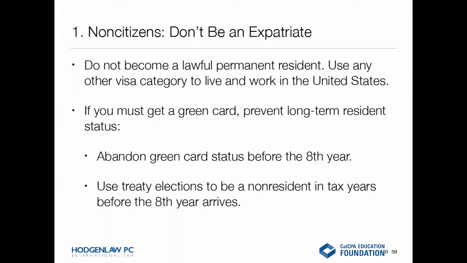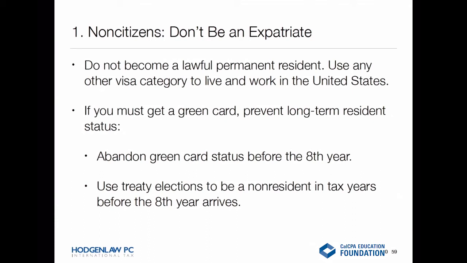If for some reason you do need to get the green card and you're concerned about someday becoming an expatriate, you can try to prevent long-term resident status. You can abandon your green card status before the 8th year. In other words, let's say you come to the US, you live and work here for 4 years, during that time you get your green card, and then you decide to leave. You can just turn in your green card. Because you haven't met the 8-year test, you don't have to worry about even being an expatriate. So there's no concern about whether you'll be a covered expatriate. You won't even have to file a Form 8854.